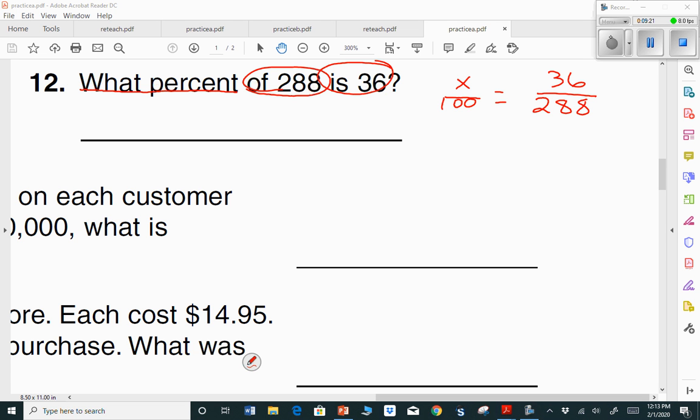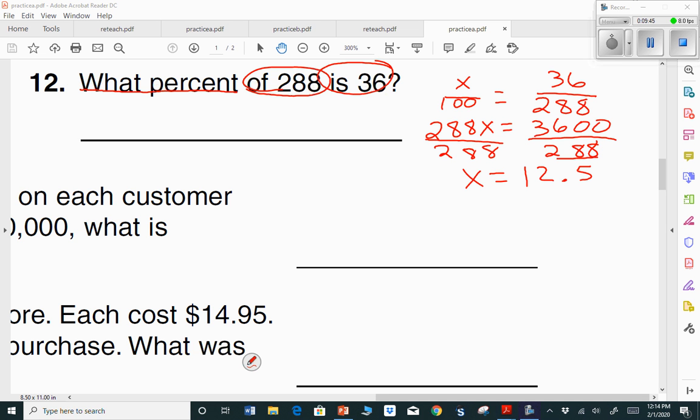Then we cross multiply, starting with the X. 288X equals 3,600. And then to solve for X, we divide both sides by 288. And we get X equals 12.5. And let's check and make sure that that makes sense. 12.5 out of 100 versus 36 out of about 300. That answer makes sense.